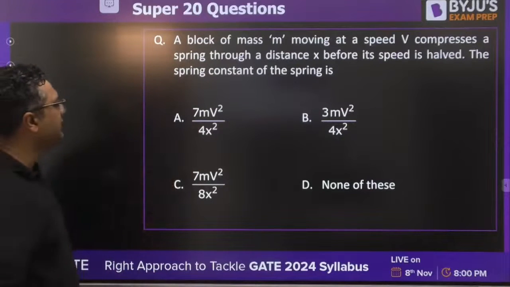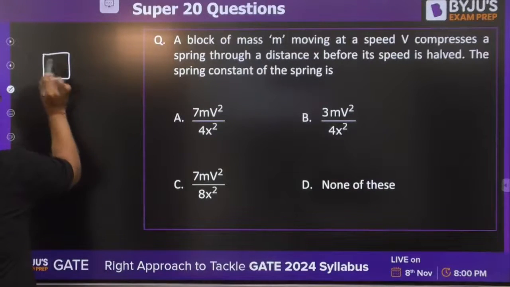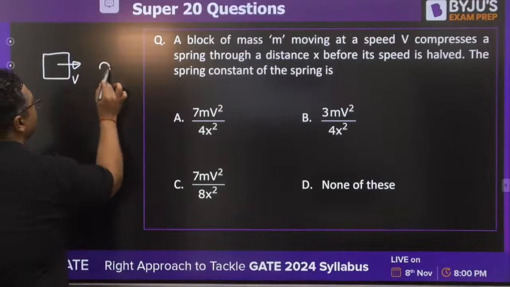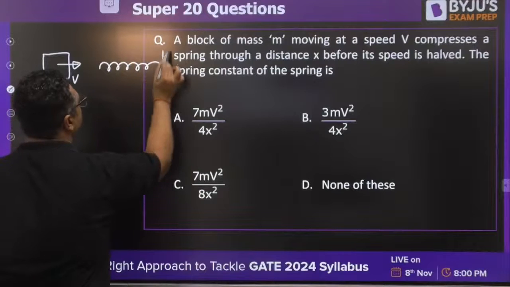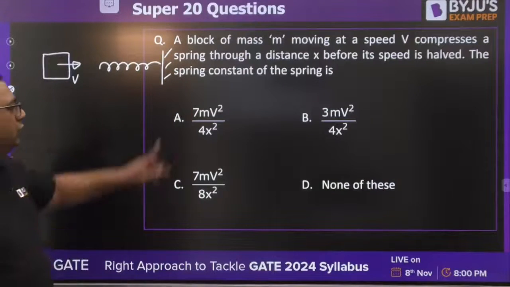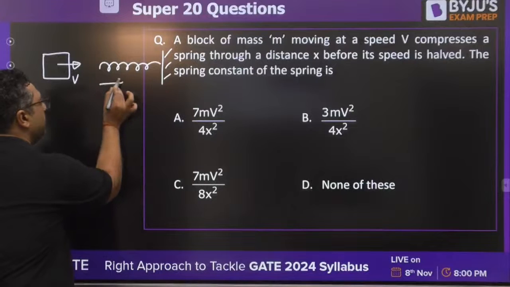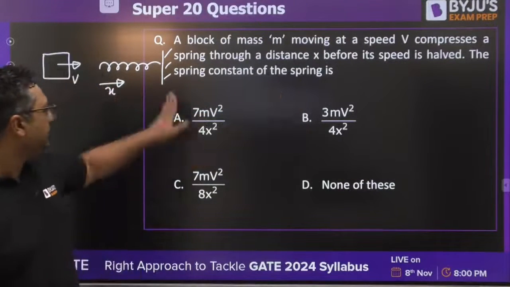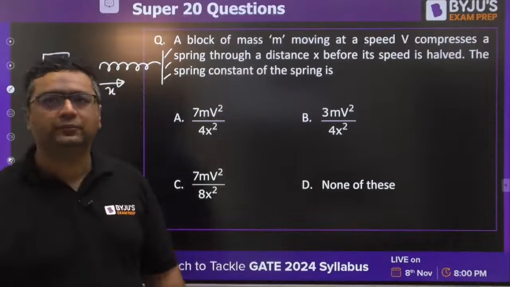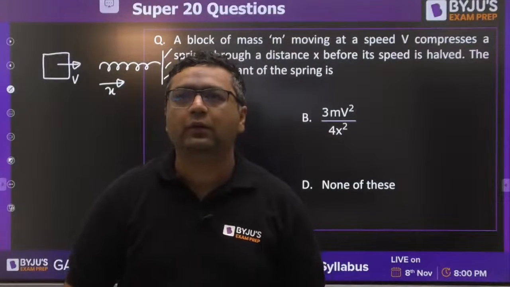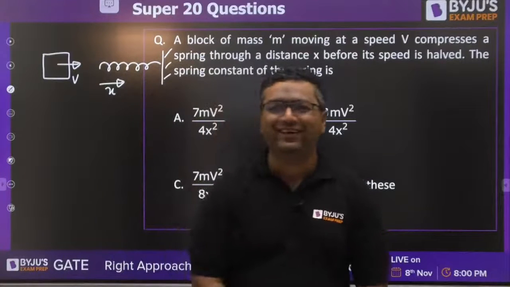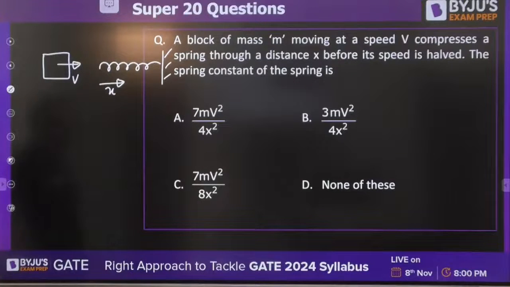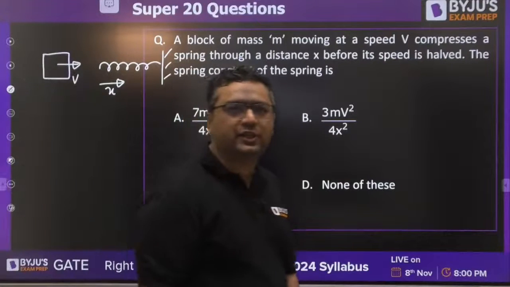Question number 18, guys. A block of mass m moving with the velocity v compresses a spring through a distance of x before its speed is halved. The spring constant of the spring is? Okay, Bhavya, it's fine. Solve it, guys, now. Here you need to just apply the conservation of energy.